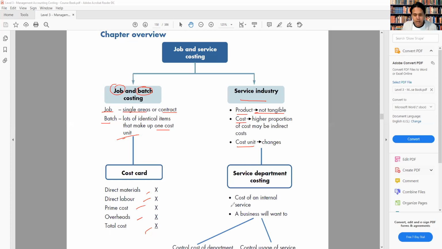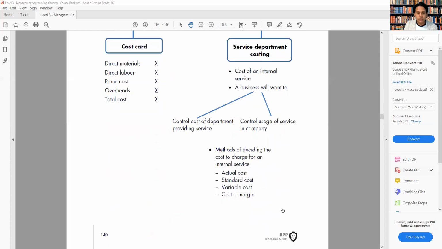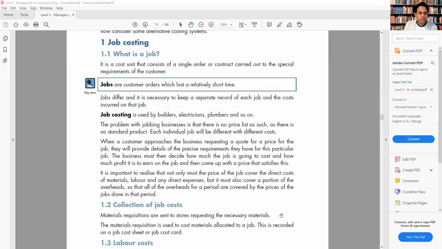Then we have service department costing, the cost of the internal service business. We'll see all of this. So let's have a look at some questions from here for job costing.